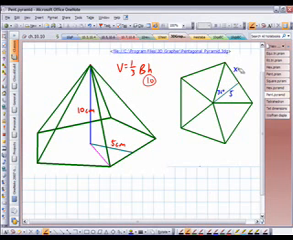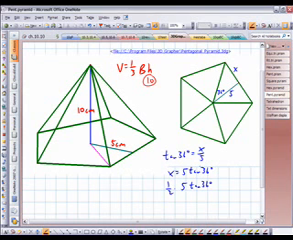Compared to 36, that's an opposite. This is an adjacent. Opposite over adjacent is tangent. So tan 36 is x over 5. So x is 5 times tan 36. So to get this one triangle, it's a half times the base, which is 5 tan 36 of that triangle, times the height, which is 5. So half times the base times the height.